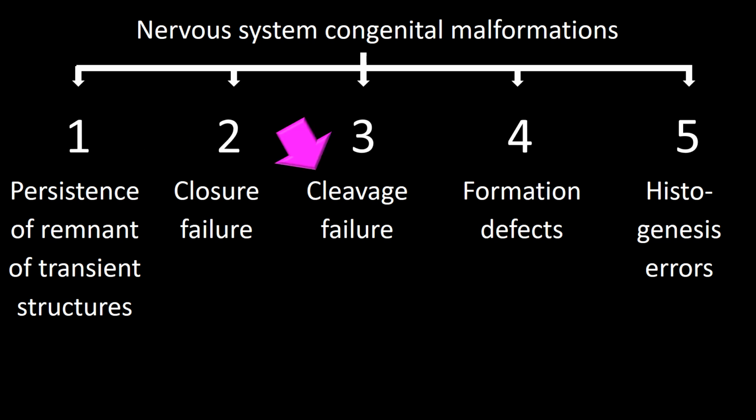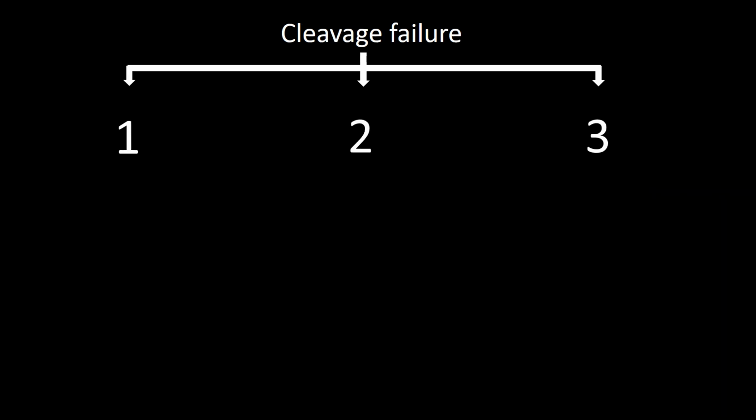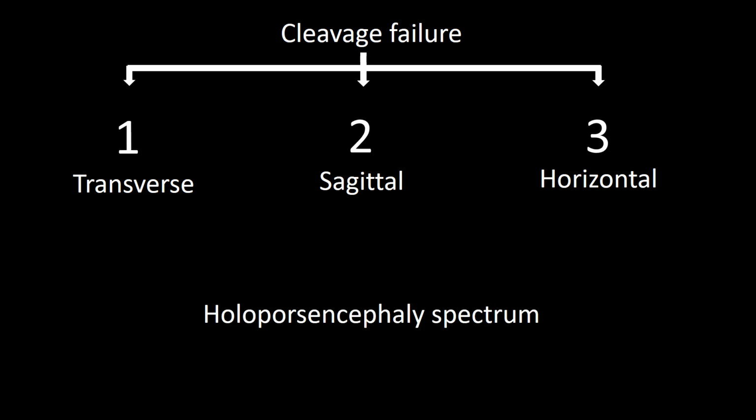After closure failure, the next major type of nervous system congenital malformation is cleavage failure. Cleavage failures are restricted to prosencephalic development. It can involve one type of cleavage, but usually involves all three types of prosencephalic cleavages, although one type of cleavage defect may predominate. The types of cleavage are transverse, sagittal, and horizontal. These cleavages occur almost simultaneously, but not at the same pace. Cleavage failure produces the holoprosencephaly spectrum. They will be addressed later on in this talk.